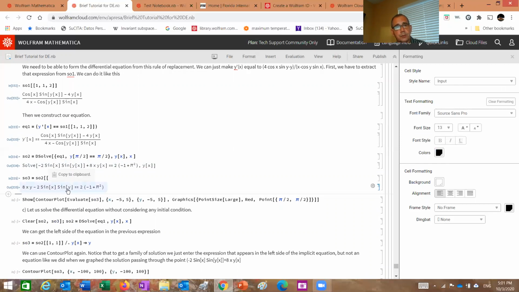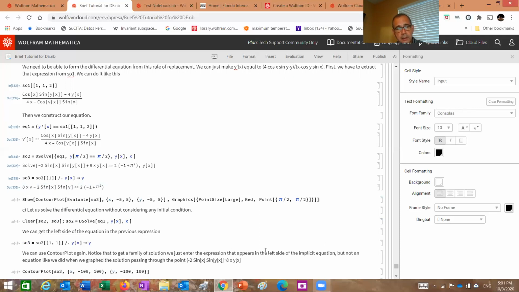We are going to use this to graph this implicit equation. And we are also going to graph together with it, this second part here, the corresponding point. So we're going to graph them together using Show. And notice that we use Evaluate here, because if you put the S of 3 here only, this might not work. In that case, it's a good idea to put Evaluate.